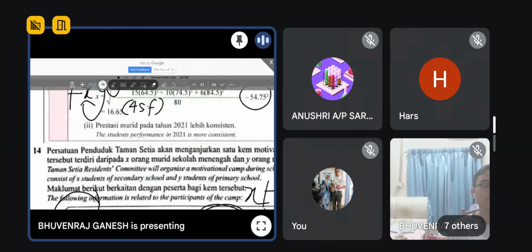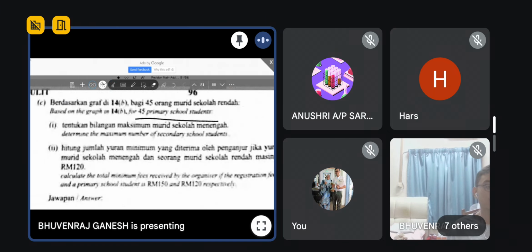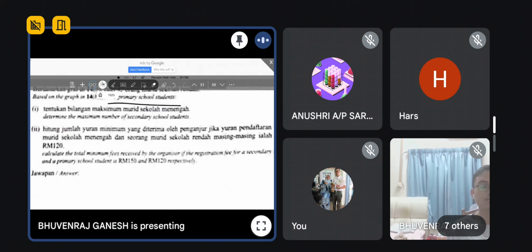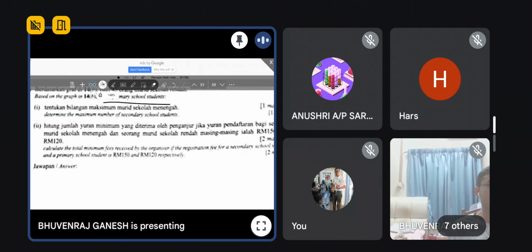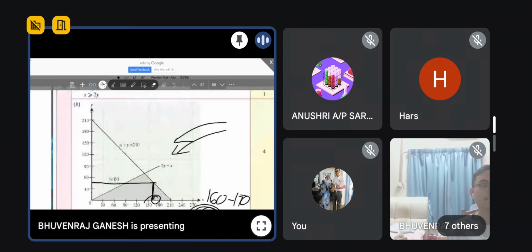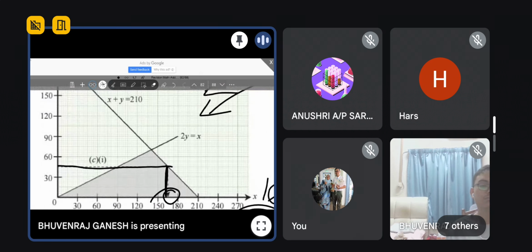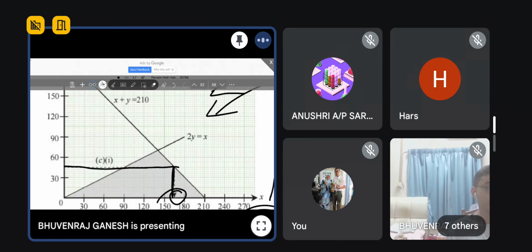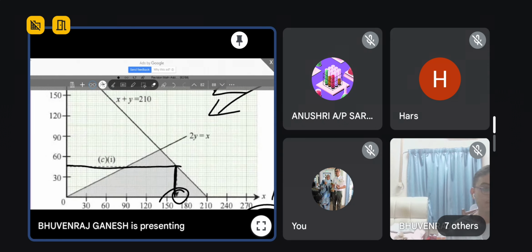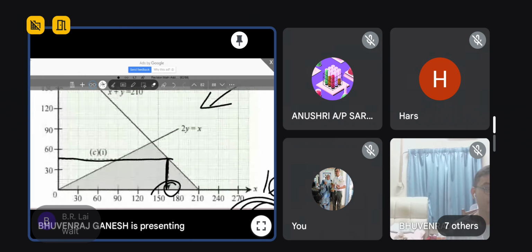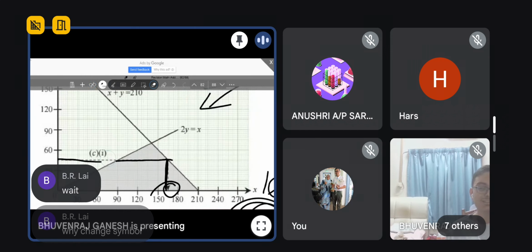Okay, so next one. C2, they ask you total maximum fee. Okay, so they say for these two values. Okay, so sorry, not maximum, minimum. Okay guys, so if minimum, which value should I refer to for minimum? Siapa tahu? Nilai apa saya kena rujuk kalau saya nak minimum? Anyone? The rest also try to answer.